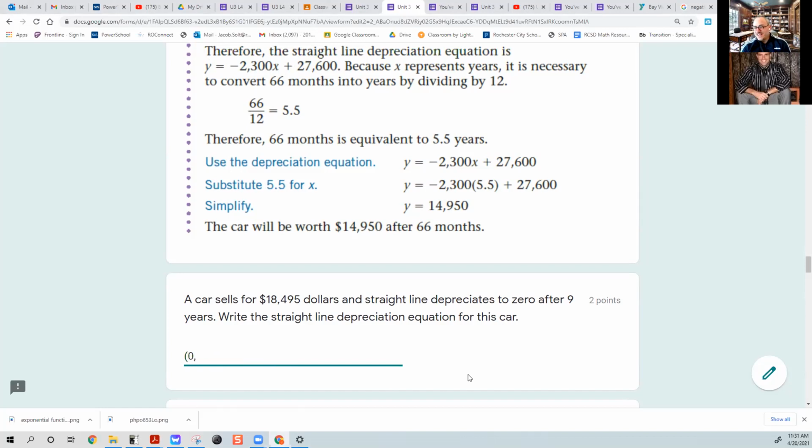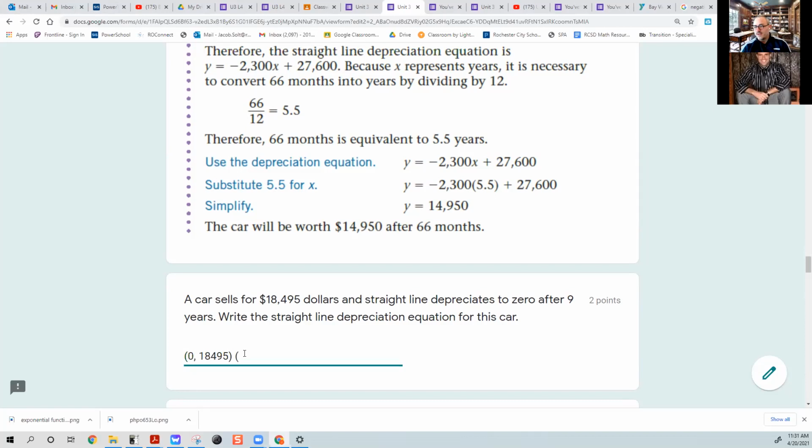All right, when the function begins, the car originally sells for $18,495. There we go. All right, there's my coordinate point, right? I have a comma in between. That comma sets off the x value, the first number, from the y value, the second number.